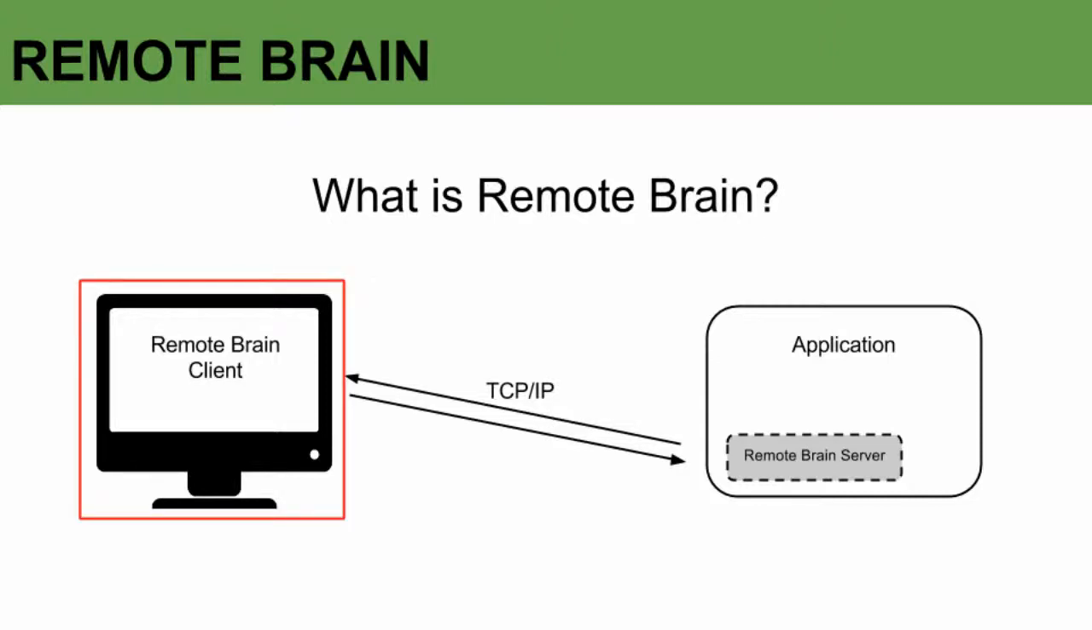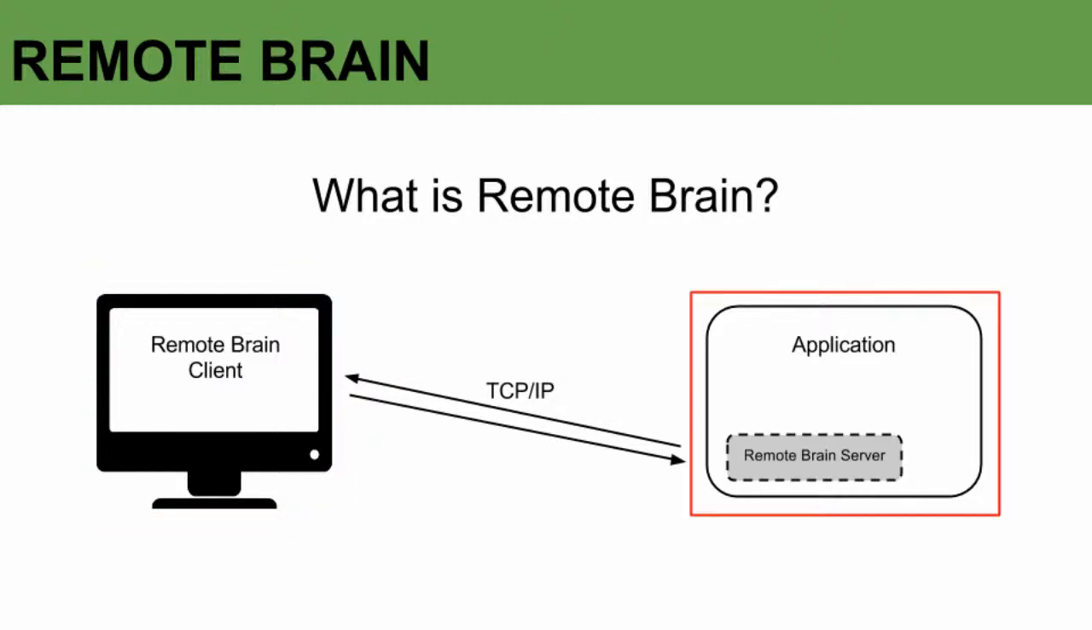The first is the RemoteBrain client running on Windows or Mac, which provides the GUI. The second is the RemoteBrain server, which is embedded in the application you develop and synchronizes the variable's data with the client. Both components communicate via TCP/IP protocol.